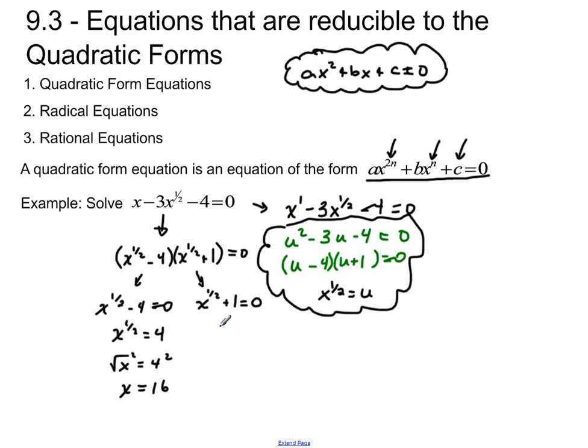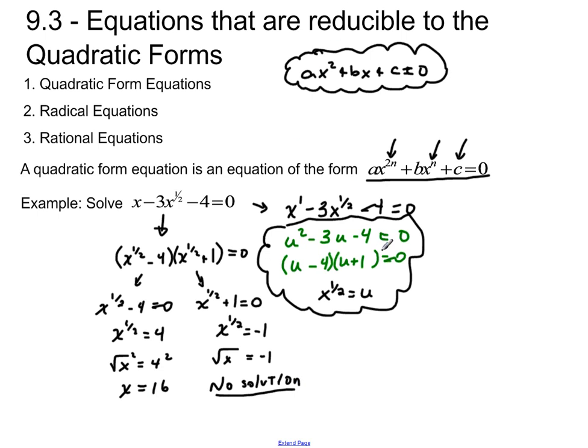Can we do the same thing with the other one? Well, if we subtracted 1 from both sides, we would get x to the 1/2 is equal to negative 1. And the trouble that we have with that is not that we can't have some number squared, it's that we can't have some number squared equaling a negative number. So there would be no solution to this part of the equation, and so we would stop and we would say that x equals 16 is our only solution.